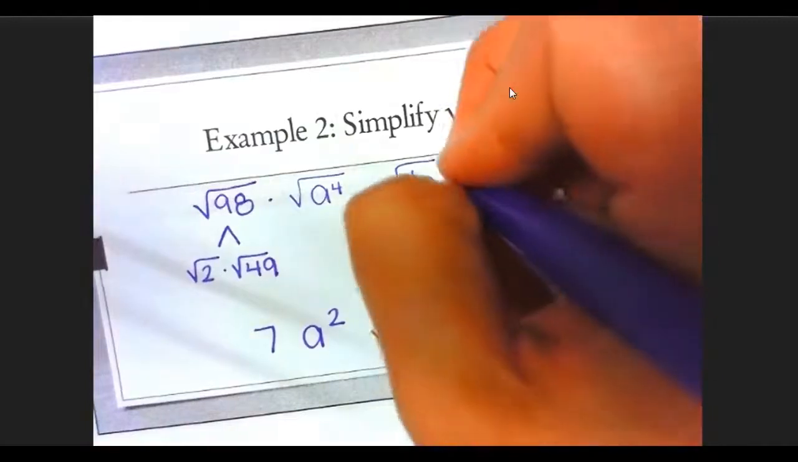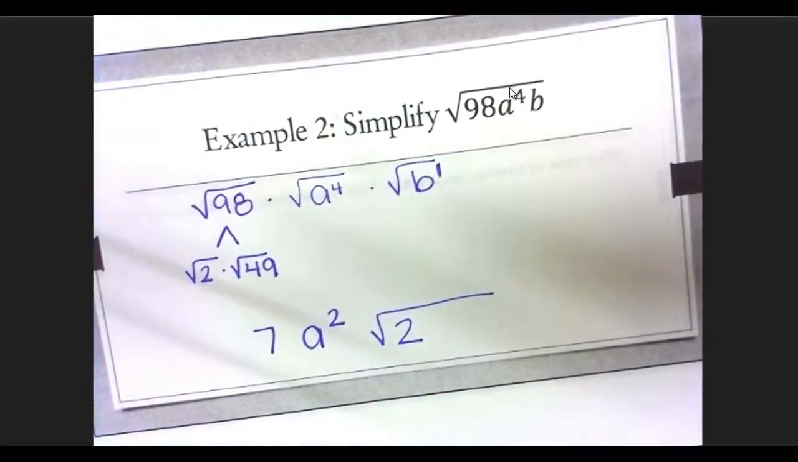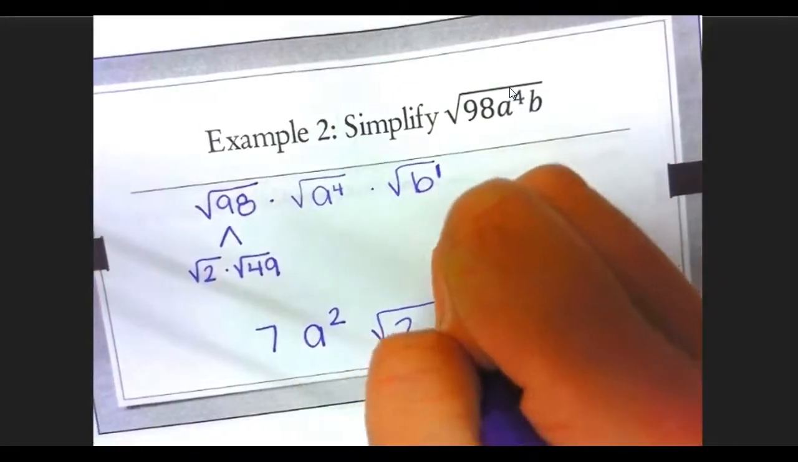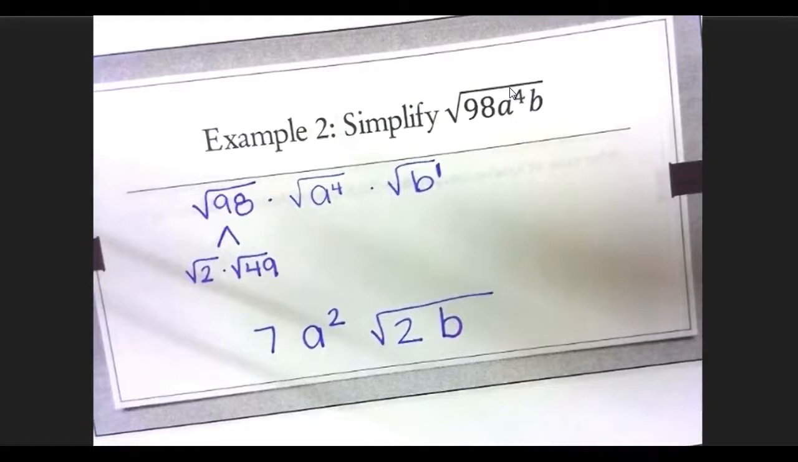B is kind of like to an invisible power of 1. Is 1 even or odd? So number 1, even or odd? Luke? It's odd. Very good. So, can 1 divide by 2 at all? So the b stays behind with that 2. So the square root of 98, a to the 4th, b, simplifies to 7a squared, square root 2b. Notice there are no decimals in my answer.